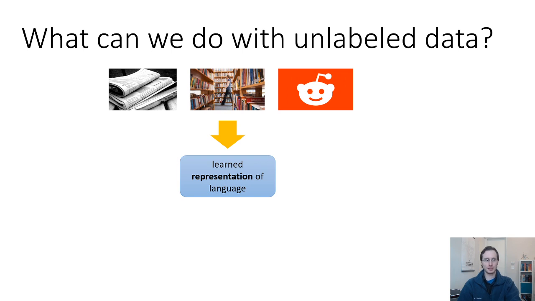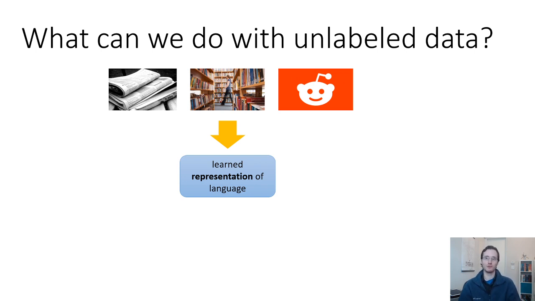Well, what we can do with unlabeled data is we can learn representations of language. So you can't just use arbitrary newspaper articles to learn how to translate English into French. That's not going to work. But what you can do is you can learn good representations of English so that you can then more easily learn how to translate those English sentences into French sentences.